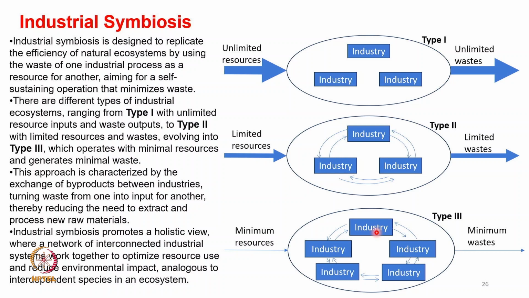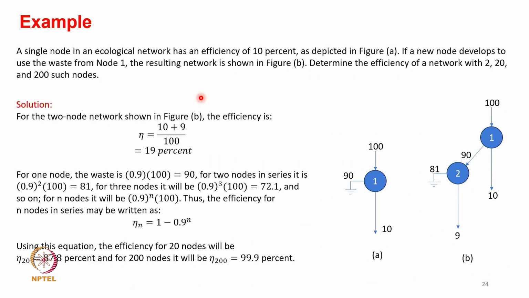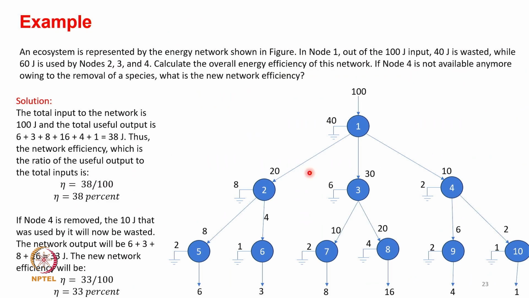And what is industrial symbiosis? Industrial symbiosis is designed to replicate the efficiency of natural ecosystems by using the waste of one industrial process as a resource for another, aiming at self-sustaining operation that minimizes waste. This is very similar to the case wherein we have ecosystems. When you have an interconnected ecosystem, and more legs, what is the effect of removing a leg, and so on and so forth.